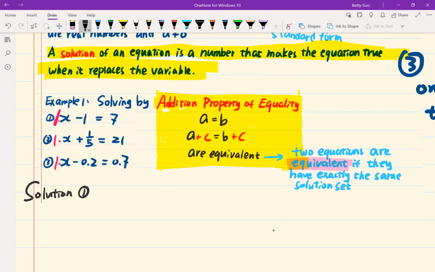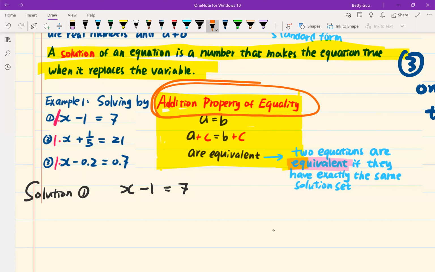Number 1, the equation is x minus 1 equals 7. We are going to apply the addition property of equality. So we are going to apply addition property of equality. And what is addition property of equality?